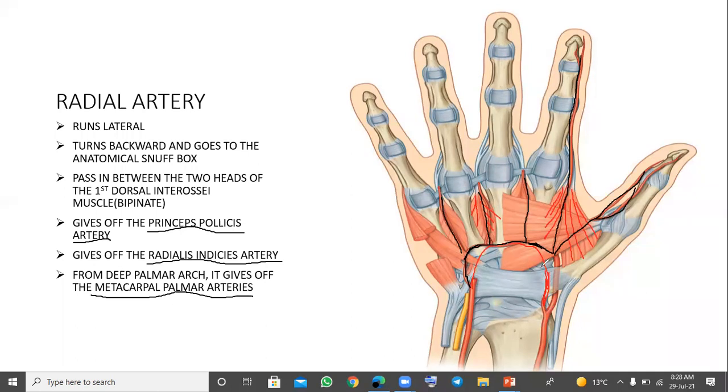Then the superficial palmar arch is going to supply the superficial aspect of the hand. Then you're going to have the deep palmar arch, very deep, formed mainly by the radial artery, and it anastomoses with a branch coming from the ulnar artery, the deep branch of the ulnar artery, and that will basically supply the deeper structures of the hand. So that's the arterial supply of the hand.